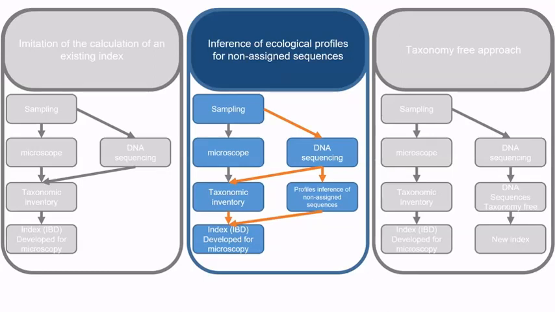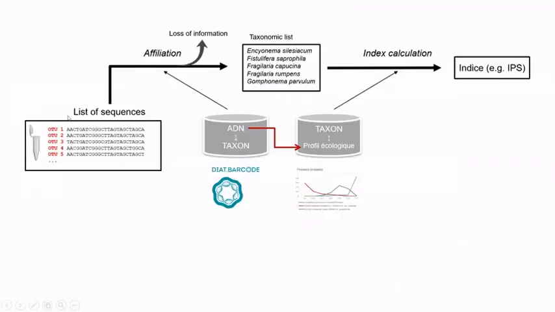Let's talk about this strategy, let's say the hybrid strategy. So we start with a list of sequences. So we have our DADA2 pipeline. We have the list of sequences here, and we try to assign them a name. So some of the sequences we manage to give them a name. So we can establish a floristic list thanks to the diatbarcode. And then for these species, you know the ecological profile, so you can calculate a Diatom index.